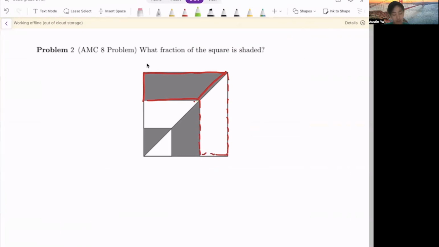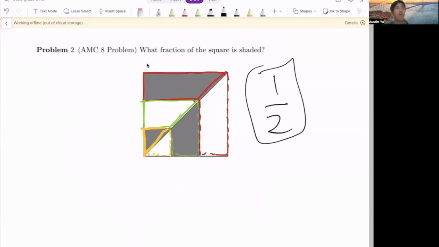The next one I'm going to shade in green. This part shaded in green is equivalent to this part dotted in green. So these two are the exact same. And finally, the last part, this part shaded in yellow is exactly the same as this part down here, dotted in yellow. As you can see, 1/2 of it is just the flip side of the other one. So in reality, this is just a big 1/2. 1/2 of the square is shaded.